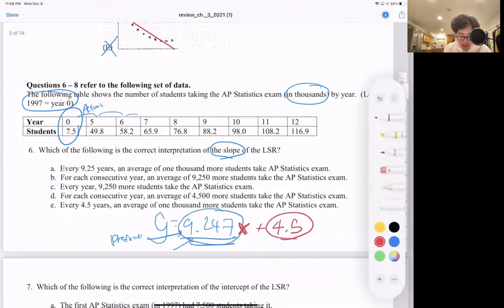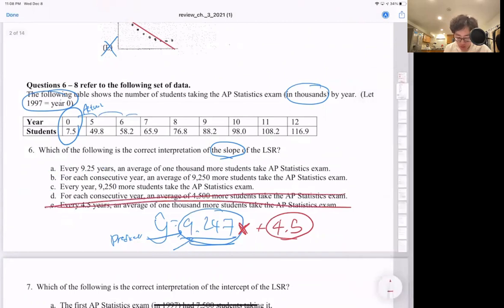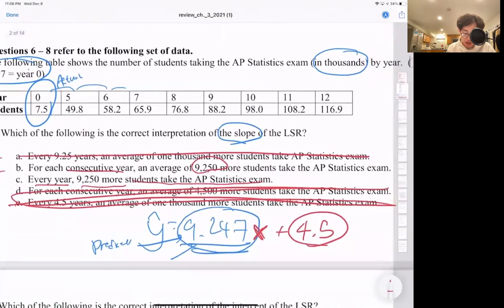So that means I have to eliminate the ones that actually contain 4.5. So A and D are out. Amongst A, B, and C, every consecutive year, 9,250 more students take the AP exam. If you're contemplating between B and C like this, you want to pick the one that gives you the more cushioning words. I mention these cushion words to indicate that the least squares regression line always allows you to predict something. It doesn't actually give you the actual number. C says every year, 9,250 more students will take the AP exam.